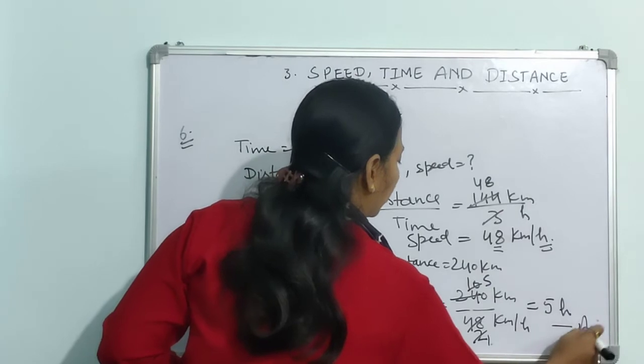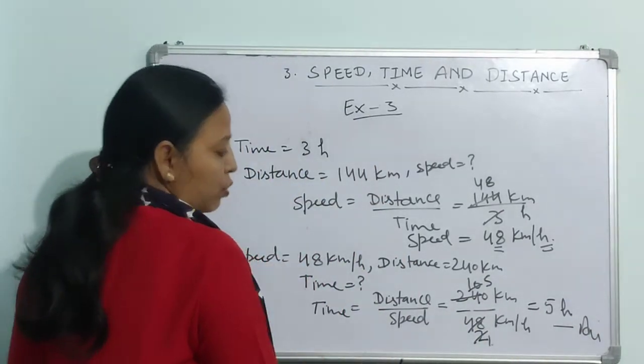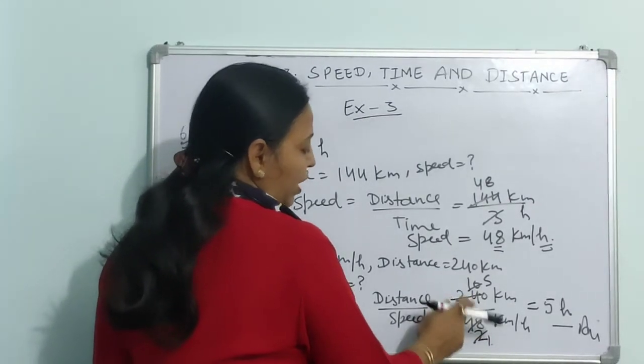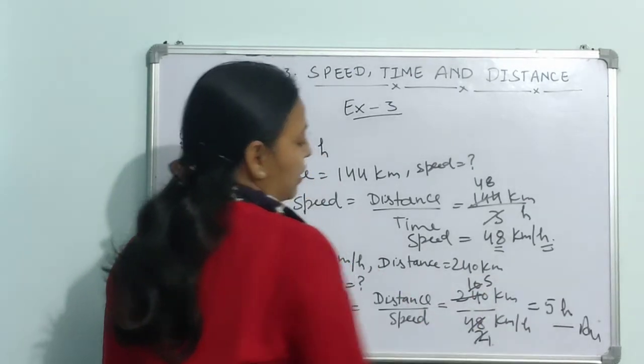This is your answer. When you divide 240 by 48, you can do it in rough column also. Otherwise simply it is clear. 24 tens are 240 and 24 twos are 48 and 2 fives are 10. So 5 hours is your answer.